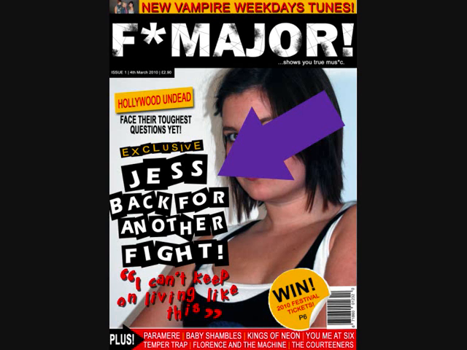Cover lines. I encoded cover lines like exclusive, just back for another fight, and face their toughest questions yet, to attract my audience because the exclamation marks and the word exclusive will make the audience think that this is the only magazine that they can read this article, making them want to buy my magazine.